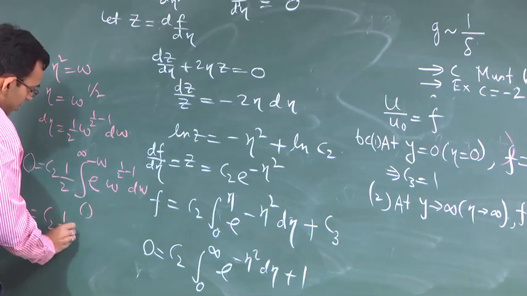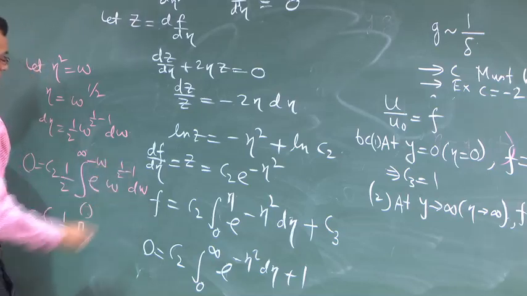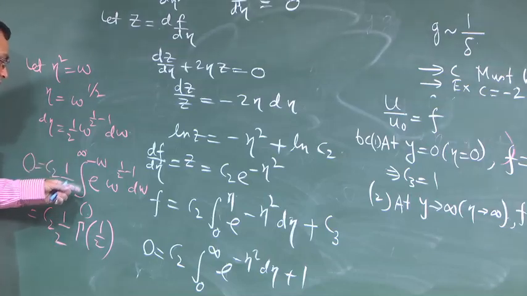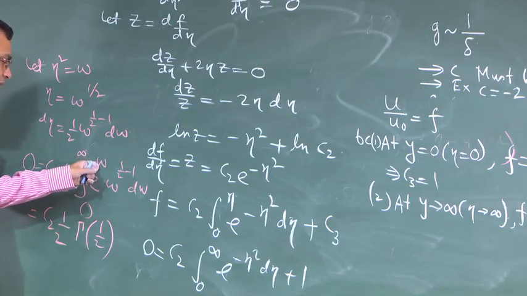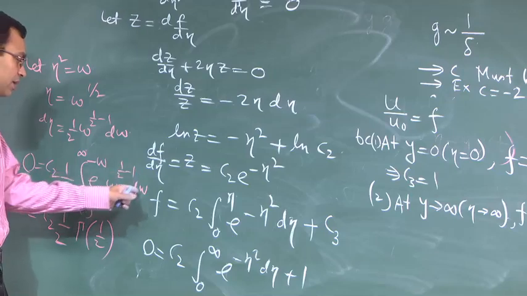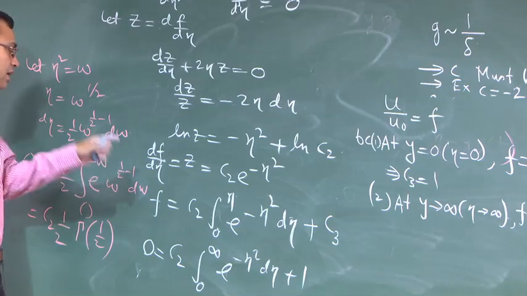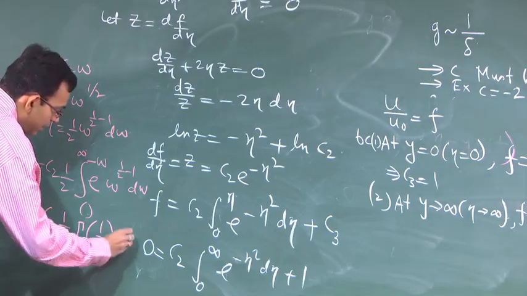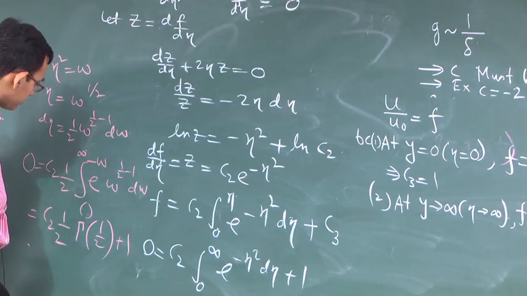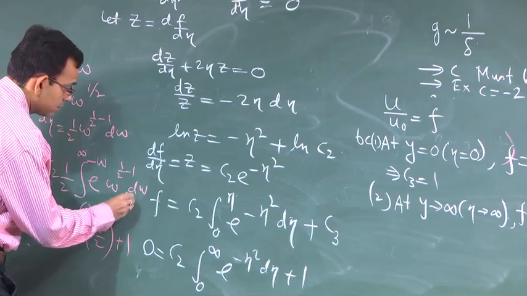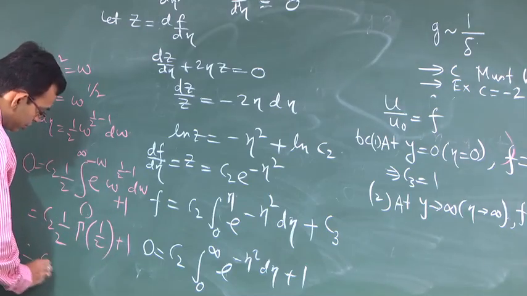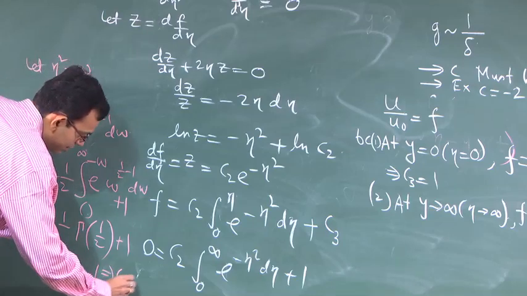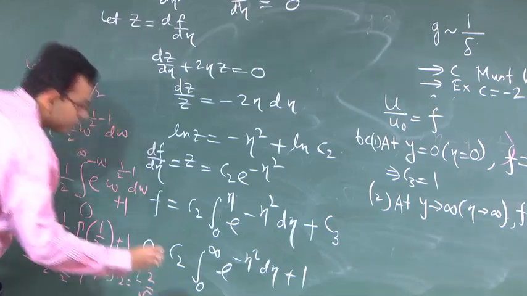This by definition is the gamma function of half. This is the definition of gamma function, e to the power minus w into w to the power n minus 1 dw, 0 to infinity is gamma n, here n is equal to half, and value of gamma half is root pi. So, C2 root pi by 2 plus 1 equals 0. So, that means C2 is minus 2 by root pi.